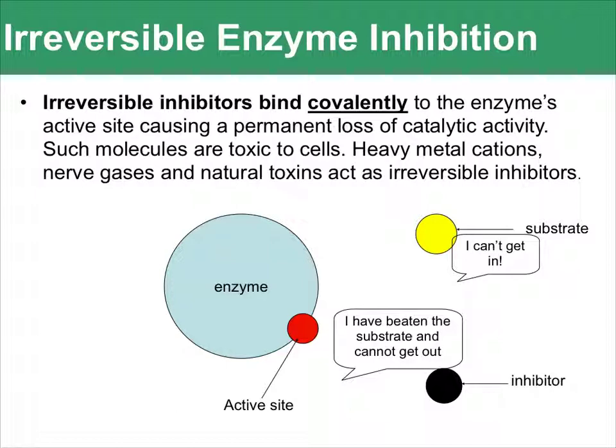Such molecules are toxic to cells. When you think about it, if enzymes can no longer function within a cell, the cell can then not perform its job within the body. Heavy metal cations, nerve gases and natural toxins act as irreversible inhibitors. So once they've taken the place of the active site, substrate can no longer fit in, so their reaction can't proceed at the normal reaction speed that is required by the cell.